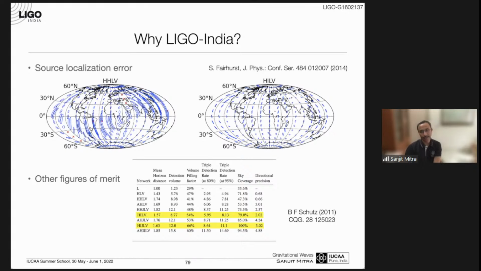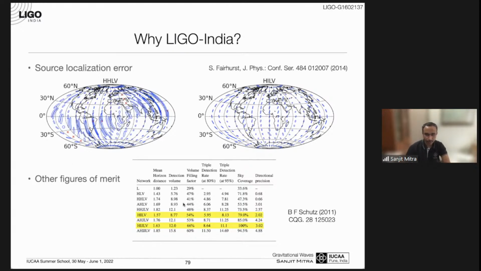Of course, this is assuming that LIGO India has similar sensitivity as the other detectors, and it has to operate simultaneously. Which means that the detector really has to start operating along with the other detectors, and it has to be done very soon.